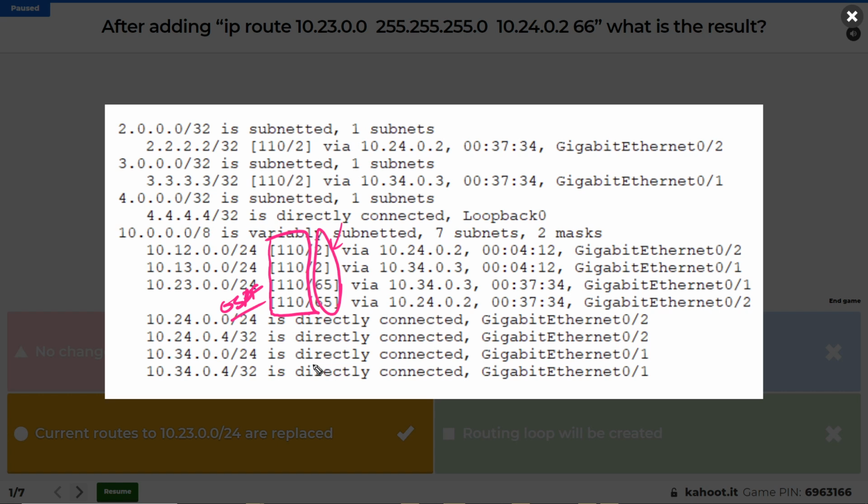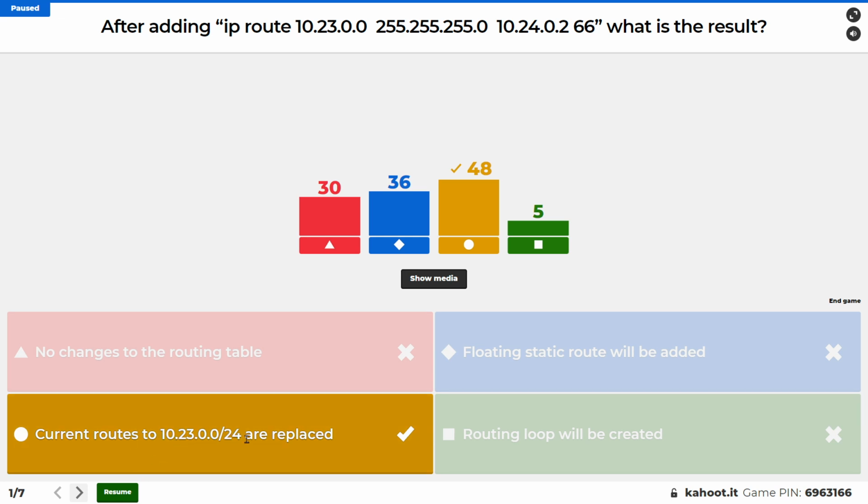When I wrote this question, I was trying to be tricky with the 66, thinking, oh, they're going to look at 65 and see 66 is worse. So the answer that I put in the quiz is the correct answer. The correct answer is current routes to 10.2.3 are replaced.